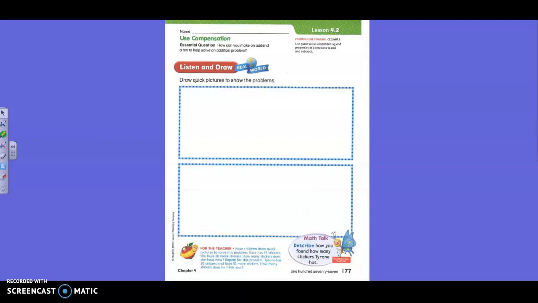Numbers together to find the answer. Here's the word problem for the first problem on the top. Kara has 47 stickers. She buys 20 more stickers. How many stickers does she have now? Okay, so if she has 47, how would I draw it with tens blocks?